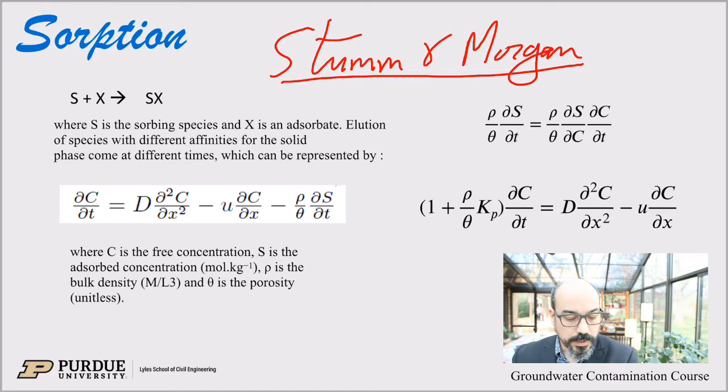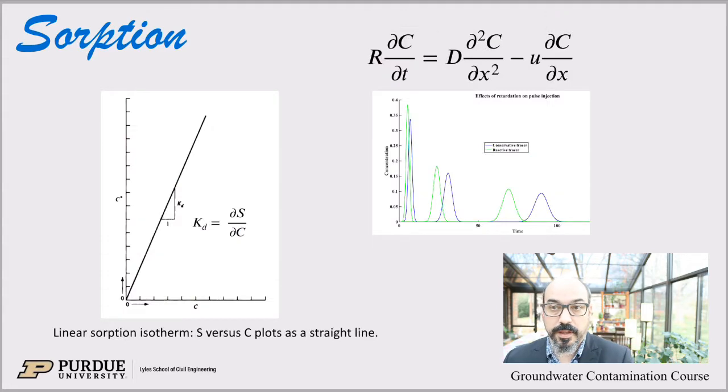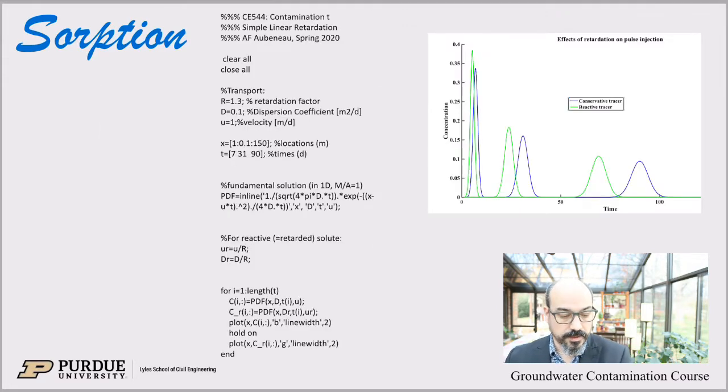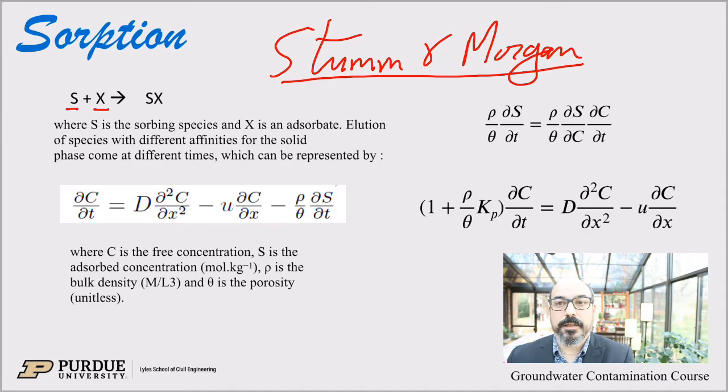Okay, so the reaction that we're looking at here is some sort of sorbing species S that comes into contact with a surface X, or an adsorbate. And they combine to form a complex SX, right? So the sorbing species is on the surface and retained on the surface as SX.